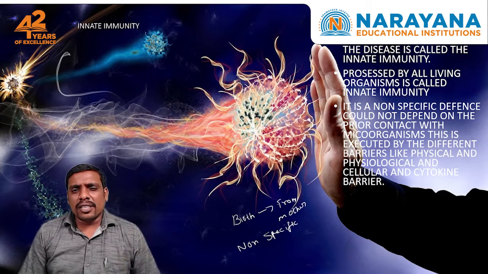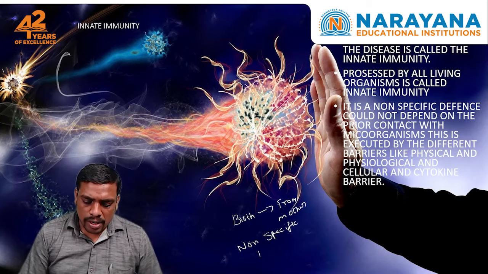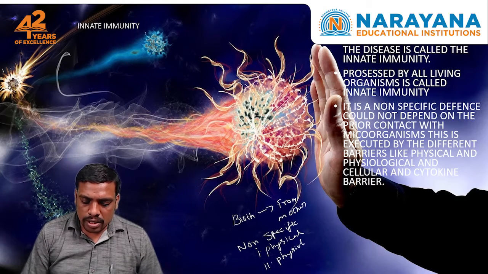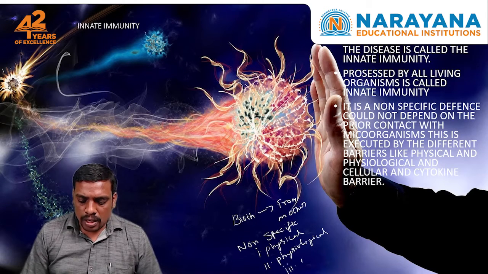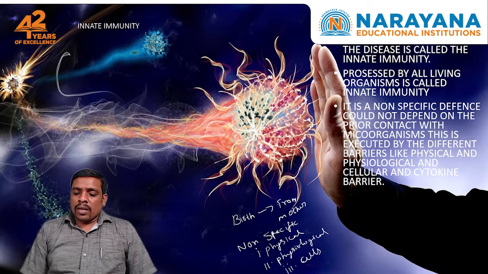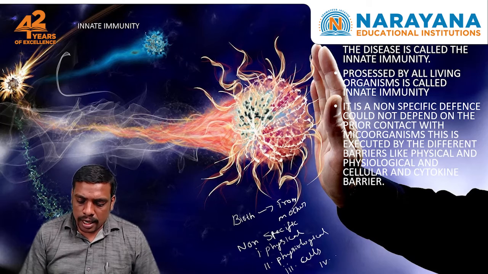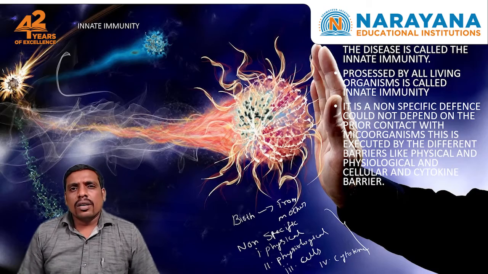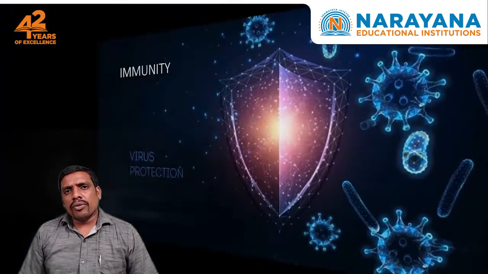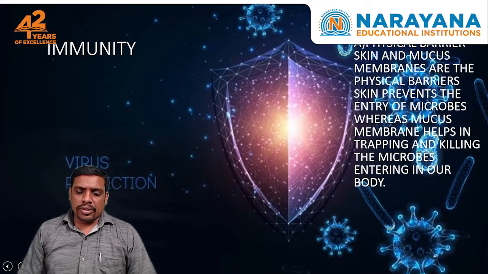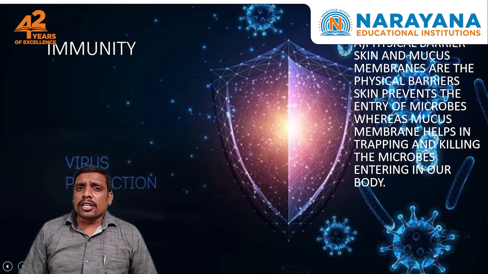What are the various barriers involved in innate immunity? The first barrier is the physical barrier. The second one is the physiological barrier. The third one is the cells, or cellular barriers. The fourth one is the cytokines. These four different types of barriers influence innate immunity. As a physical barrier, we can consider the skin.